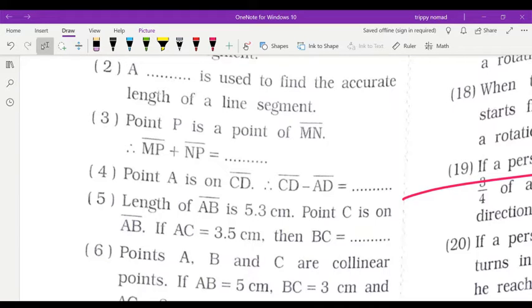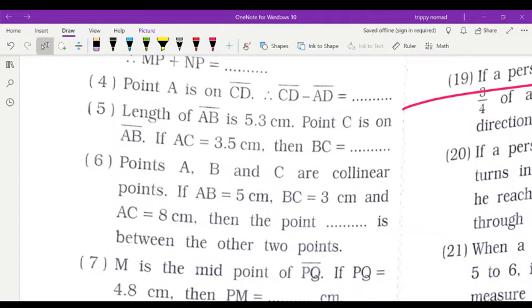Children, as in the previous question, the fourth question, where A was lying on CD, in the same way here in the 5th question, point C is lying on AB. That means AC is a part of AB, so you have to find the length of BC. The whole length of AB is 5.3 and AC is 3.5. To get the length of the remaining part of line segment AB, that is BC, you will subtract the lengths. That means 5.3 minus 3.5. What will be the answer there? 1.8. You will get 1.8.